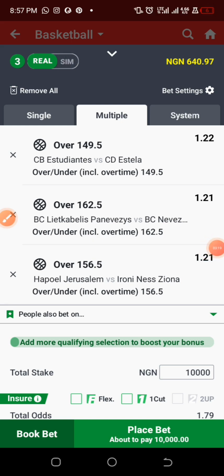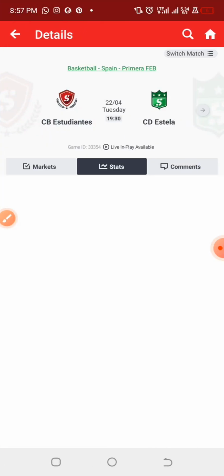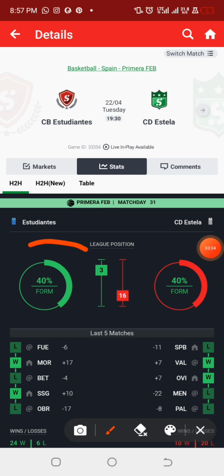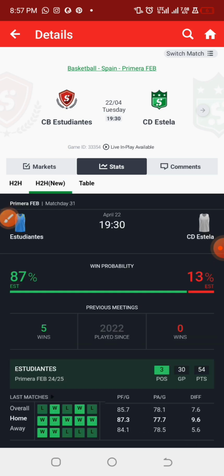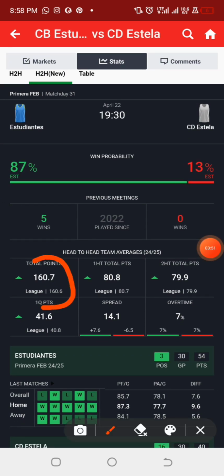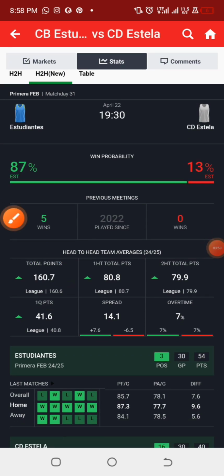Alright, so if we remove the 2 games that we just removed, we are left with just 1.79 odd. And this particular game too, I think these two teams are not actually in form, unless you want to risk this match. Both of them are not really in form, and probably they may not be scoring points very well, even though their head-to-head shows that their average point is more than the league average point, or almost the same thing. See? So let's say that we are removing these two.